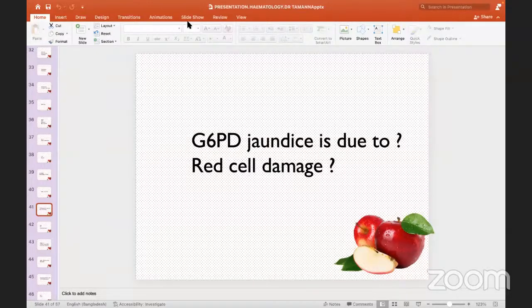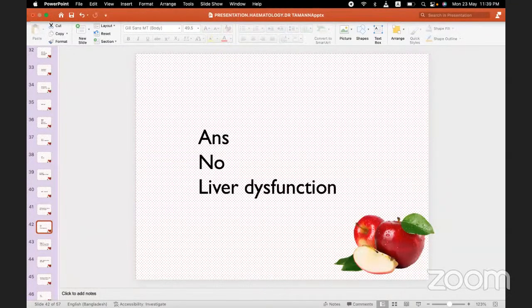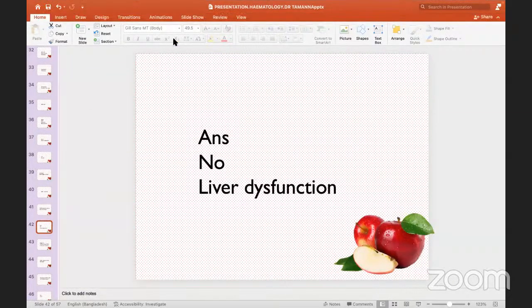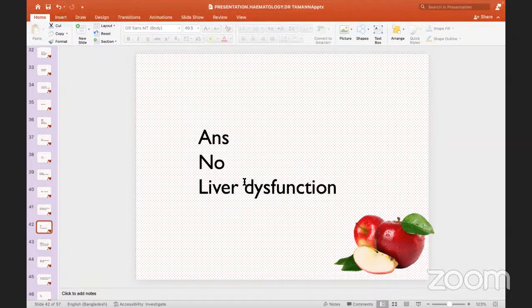G6PD jaundice can happen without any drug, and there is red cell damage. So do you think the jaundice is due to red cell damage? Do you have any idea why the jaundice is so severe in G6PD? Madam, the liver and immaturity of the liver. Very good, excellent. Whatever your idea, that is excellent. I am very pleased, because you know that this is a liver problem. Remember, in G6PD there is not severe hemolysis, but the liver is dysfunctional in neonatal life. That's why there is severe jaundice.